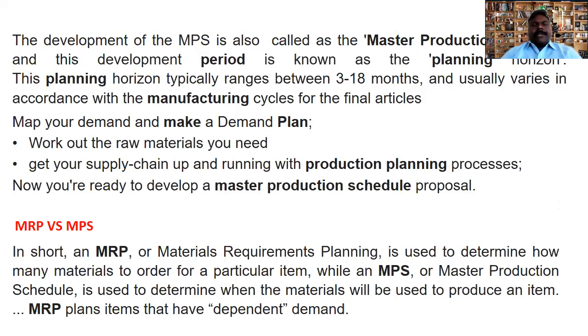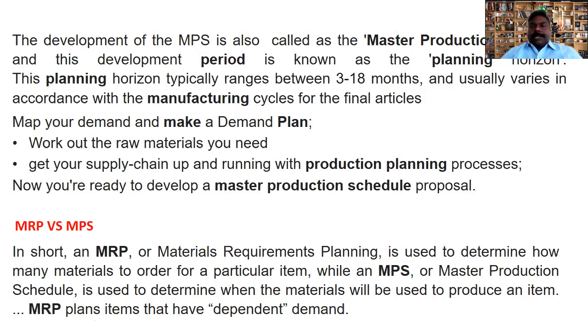Usually varies in accordance with manufacturing cycles of final articles. So it depends on the items, whether we have to do it for 3 months, 18 months, or 15 months. That we need to check. Map your demand and make a demand plan.